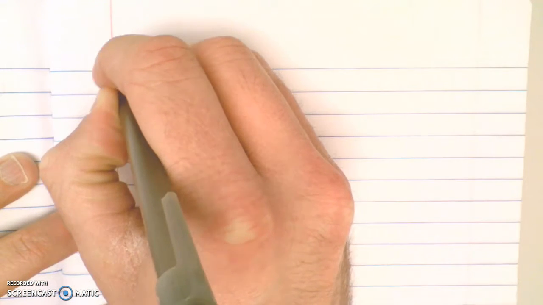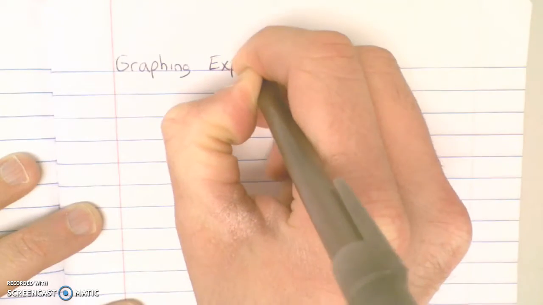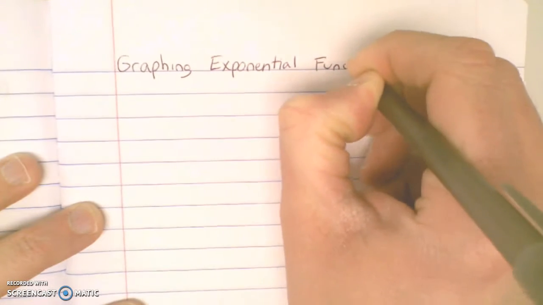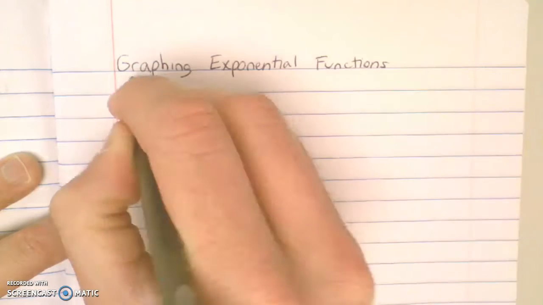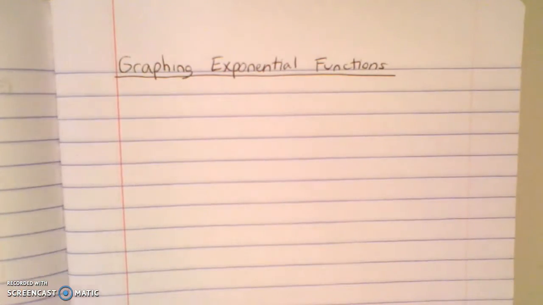So the title for today's notes is Graphing Exponential Functions. Then make sure you put today's date in the top corner of your paper so you have the notes for today.